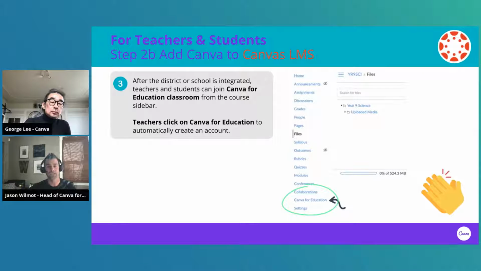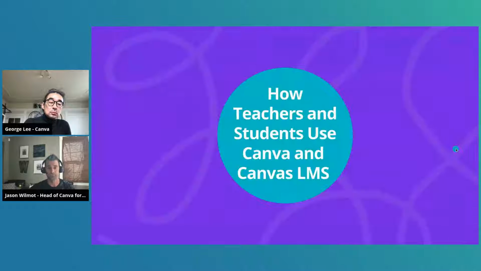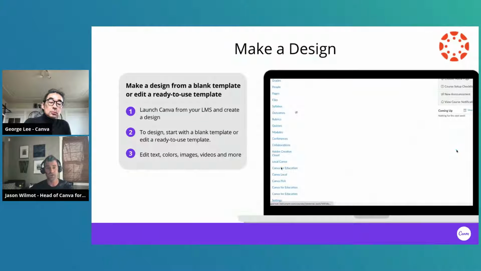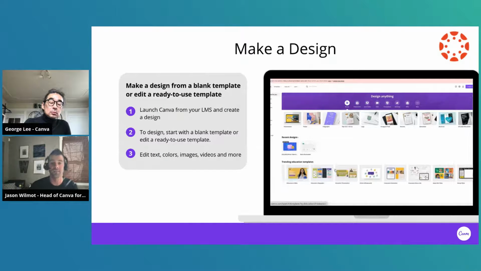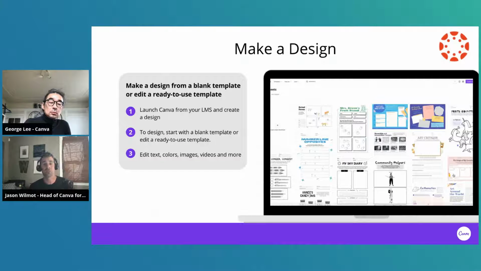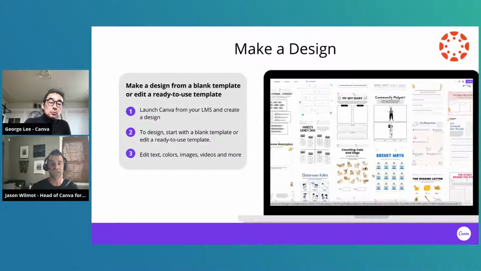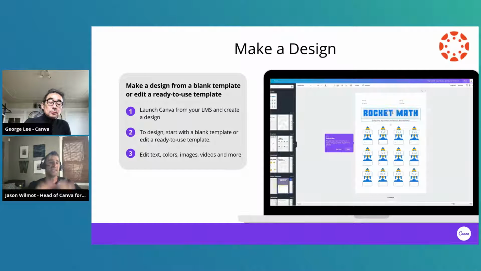After you've integrated, teachers can now join the Canva for Education classroom from the course sidebar in Canvas. All teachers need to do is click on Canva for Education to automatically, using SSO and LTI, create an account. So once the teacher has set up, how do you actually use it from a teacher perspective and a student perspective, connecting Canva and Canvas as your LMS? Well, that's great. You can make a design from a blank template, or you can edit a ready-to-use template that we have. So you're going to launch Canva from your LMS and create any design you want.